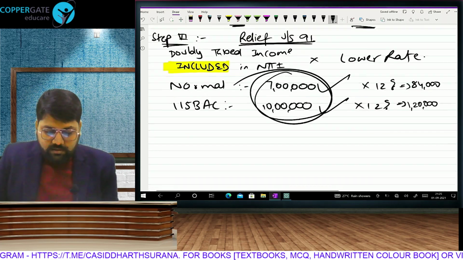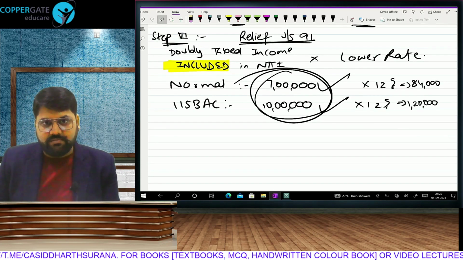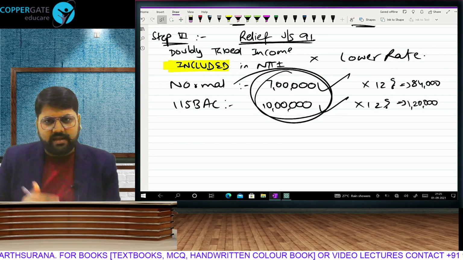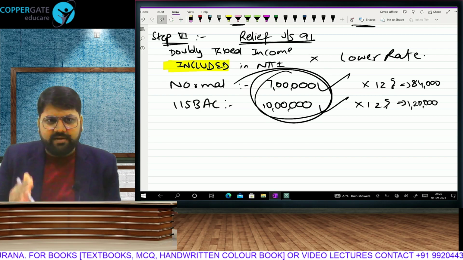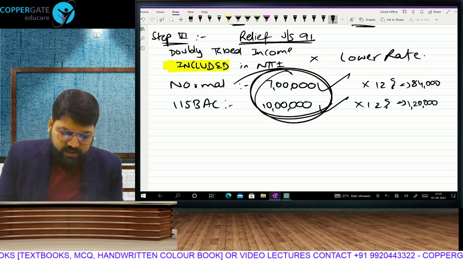So here, if you have really understood, tell me, this 80QQB can be taken against which income? Does the assessee have the choice of taking against 12 or 10? It can be taken only against 10. So we had to take it against 10, and thus the two amounts change.